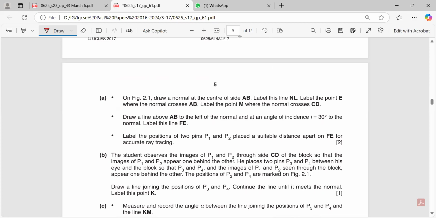On figure 2.1, draw a normal at the center of the side AB. First of all, it should be at the center of the side AB. Label this normal NL. Label the point E where the normal line crosses AB. Label the point M where it crosses CD.